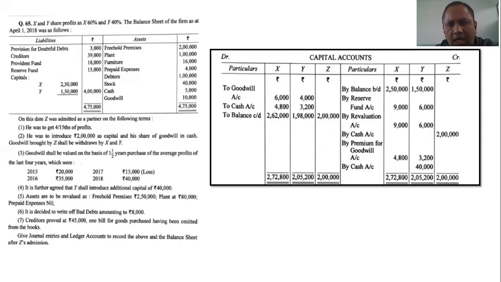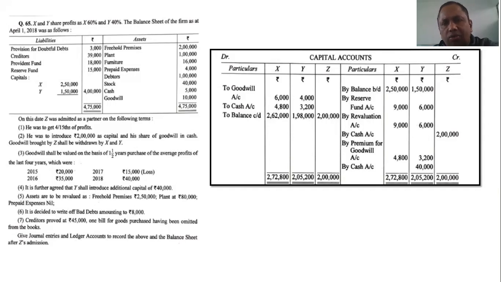And goodwill withdrawal is in the third point. In the second point, goodwill in cash brought by Z shall be withdrawn by X and Y. So the distribution of goodwill is 4,800 and 3,200. The half of the goodwill is withdrawn, not the full amount. So the goodwill is withdrawn in cash, 4,800 and 3,200.